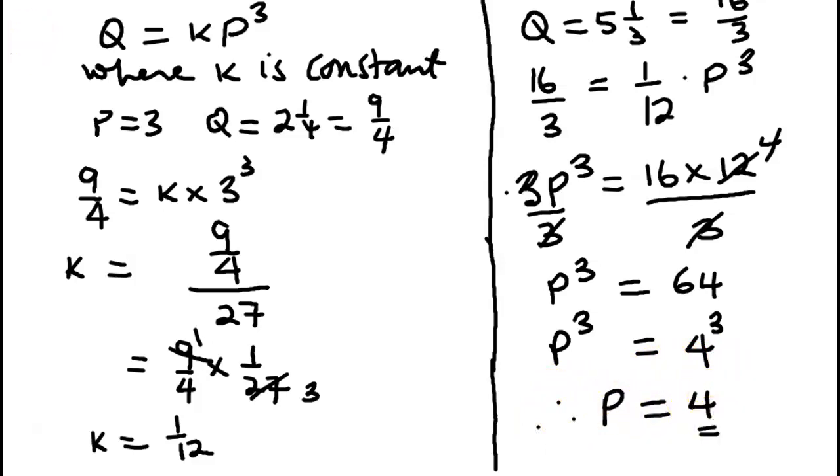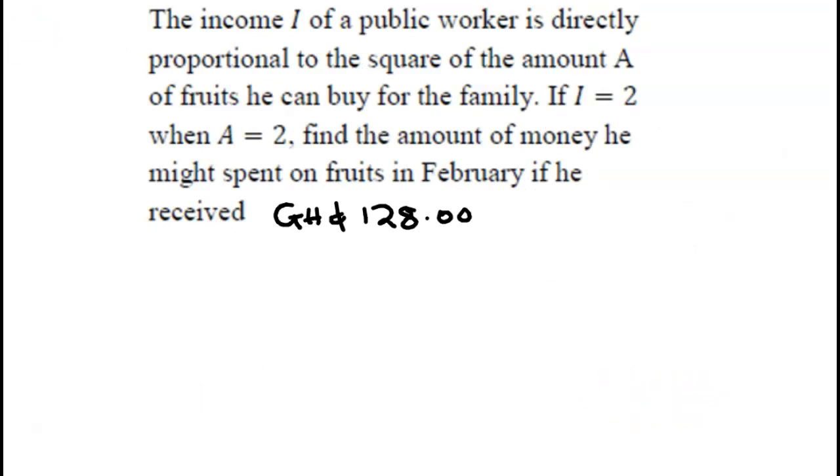Let's look at the next question. The income I of a public worker is directly proportional to the square of the amount A of fruit he can buy for the family. If I is 2, when A is 2, find the amount of money he might spend on fruit in February if he received 128 Ghana cedis. So the income here is directly proportional to the square of the amount A. So let's write the variation equation. Income is directly proportional to the amount.